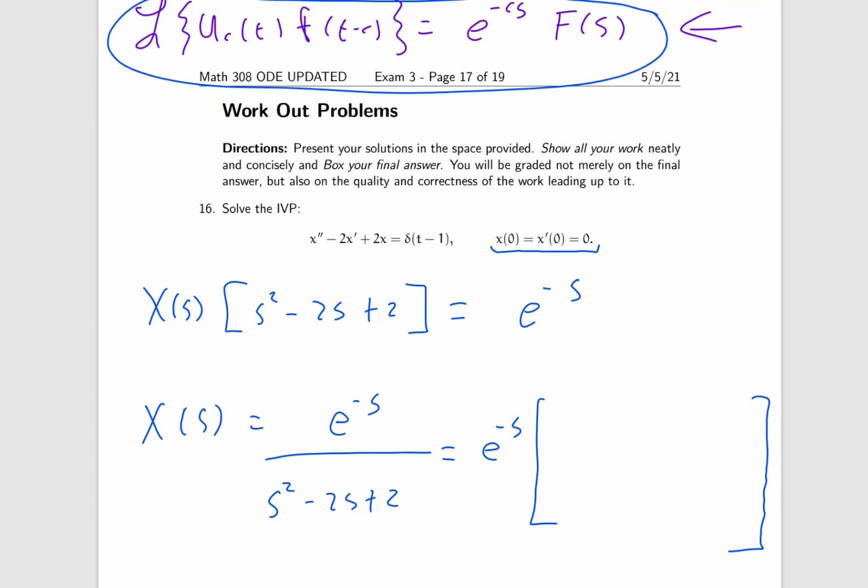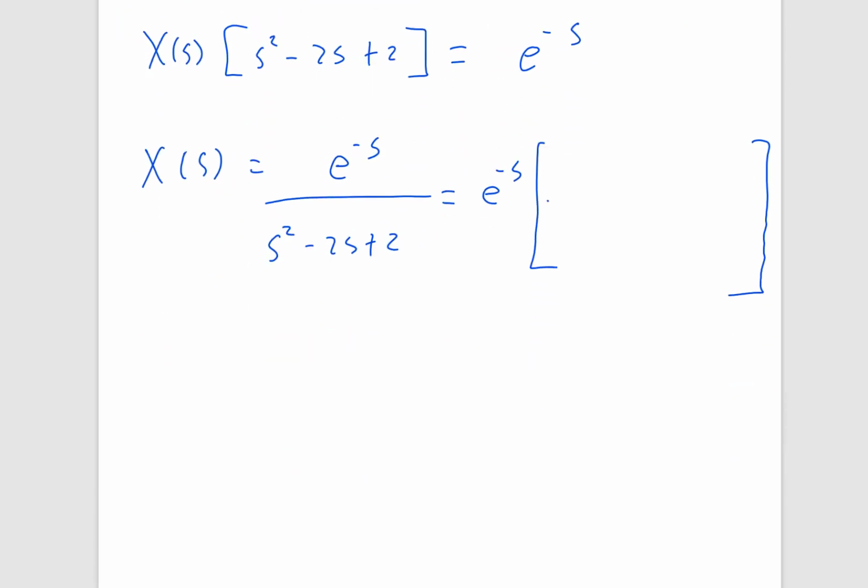Okay, if I have a Laplace transform that is of the form e to the minus cs times F of s, this is equal to u_c of t times f of t minus c. So in other words, I just want to find the inverse Laplace transform of big F of s. Okay, and so over here, now in the denominator, I either need to write this as a product or write this as an s minus a squared plus b squared type of thing.